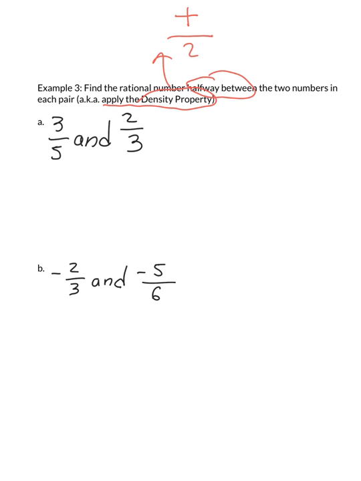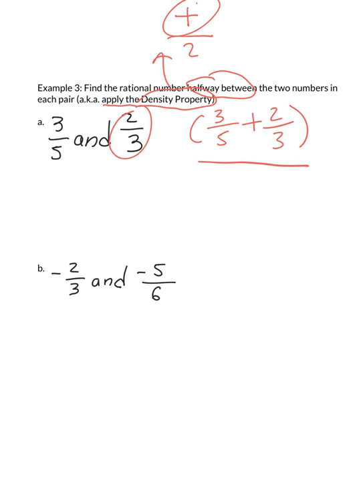A, find the halfway point between 3/5 and 2/3. And it's up to you. If you want to do it longhand, go for it. The only problem is we're going to be adding fractions and you have to first get the same denominator. So it's going to be a little time consuming if you choose to do it longhand. We got 3/5 plus, because remember we add the numbers, 2/3. I know, not the nicest numbers. And then we always, in the density property here, divide by 2.